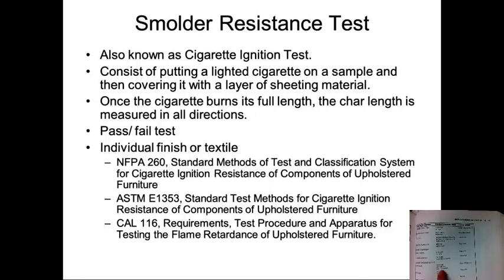Well, in here it also has the CAL 116, which is a test procedure and apparatus for testing the flame retardants of upholstered furniture. The difference is that CAL 116 is very similar, but the 117 is a total mock-up of that particular furniture.